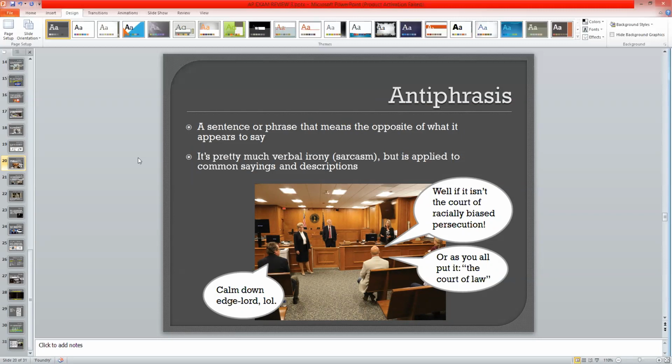But this guy here says, well, if it isn't the court of racially biased persecution. He's not wrong, but he's changing our expectations, right? He's saying the opposite of what we expected him to say. So in this case, antiphrasis is used to criticize particular situations where we take what we usually associate with it and flip it around.